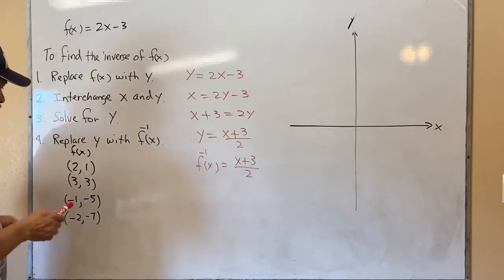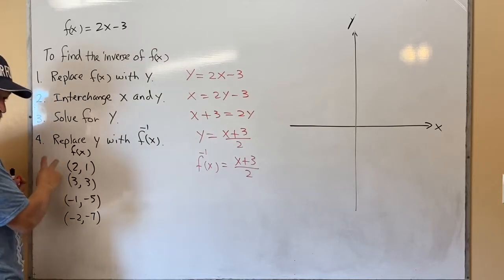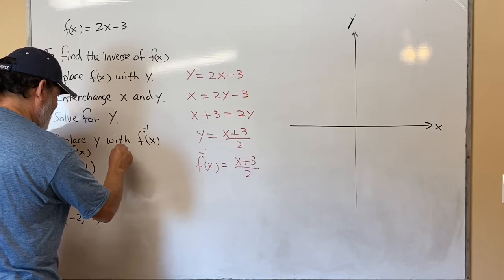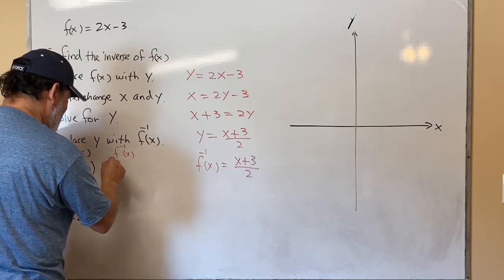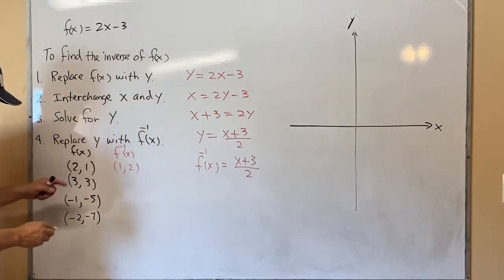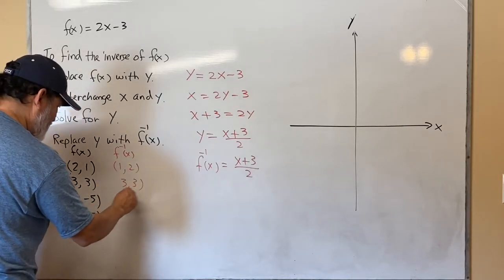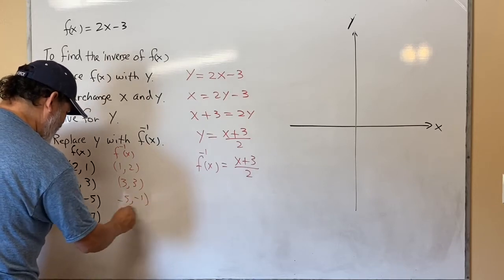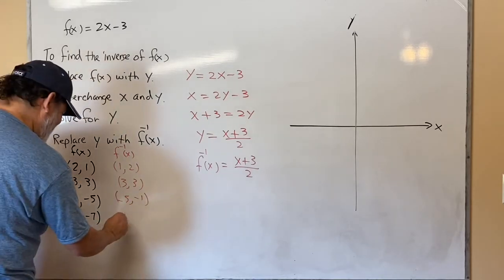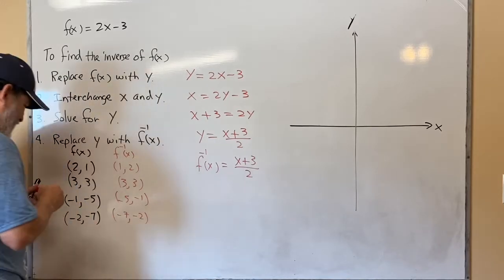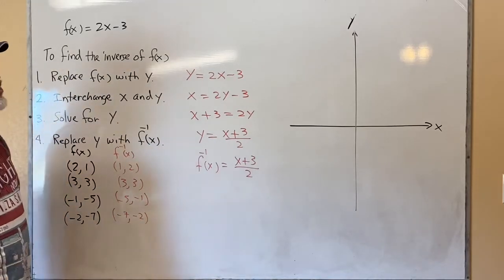Okay. What about the inverse? Just interchange them. Inverse of x: 1 and 2. 3 and 3. -5 and -1. -7 and -2. These are coordinates of the inverse.